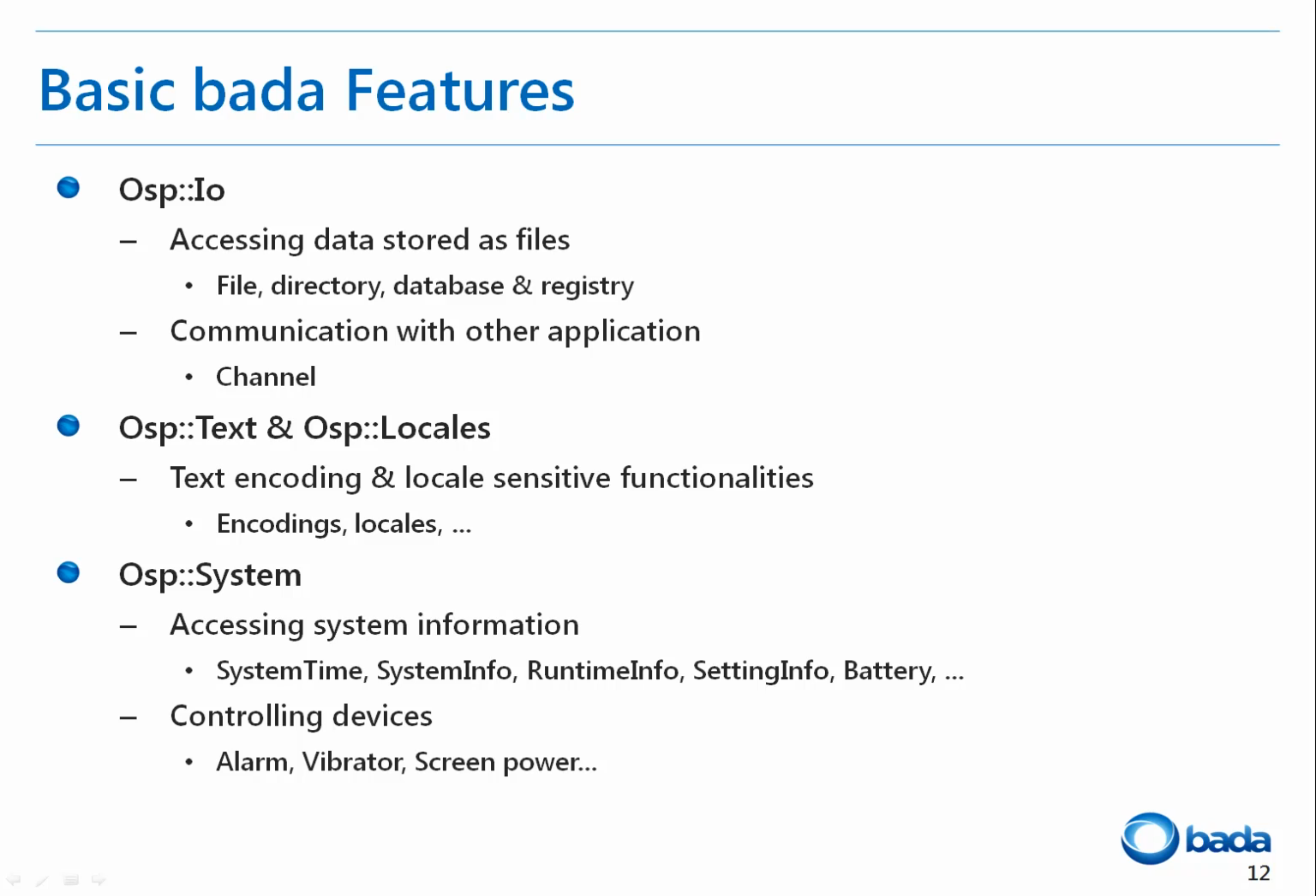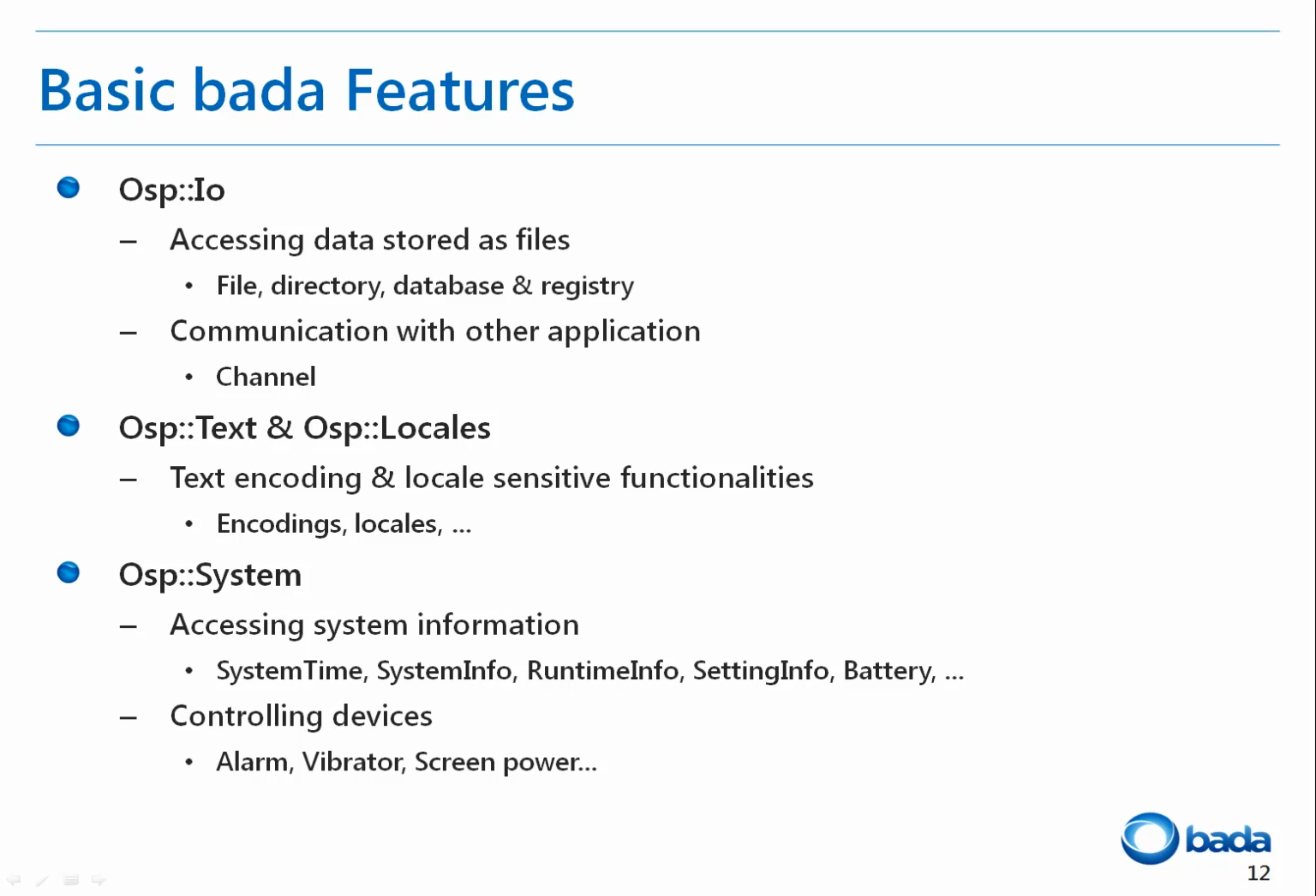Applications often need to access directory listings and to read and write files. The OSP IO namespace enables your application to manipulate files and directories. The main features of the IO namespace include file access, directory access, registry file access, database file access, serial port communication, secure I/O, secure access to a file, directory, and registry with the file, directory, and registry classes, respectively, and channels to send requests and responses to other bada applications.